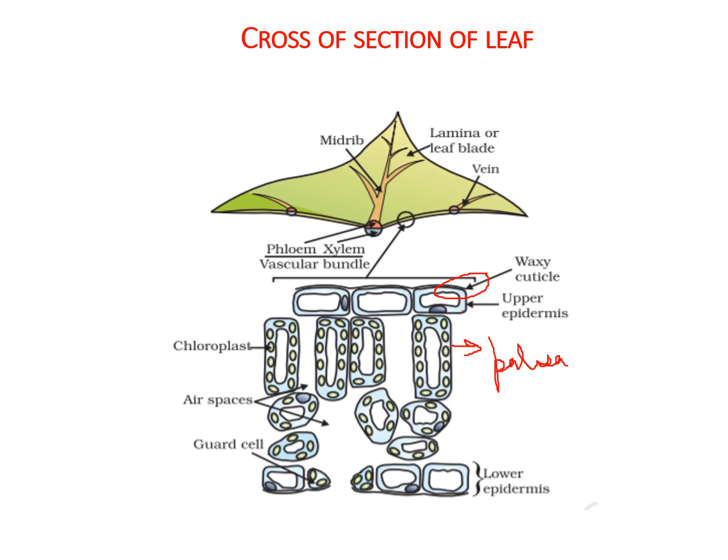I have another diagram I will be showing you. This is the palisade parenchyma. And below this, you have the spongy parenchyma. And in between these parenchyma, you can see the air spaces, which open out through the stomata. The stomata are in turn guarded by the guard cells. These cells close and open the stomata to allow or not allow the air to enter and exit from the lower epidermis. So the last layer is the lower epidermis.